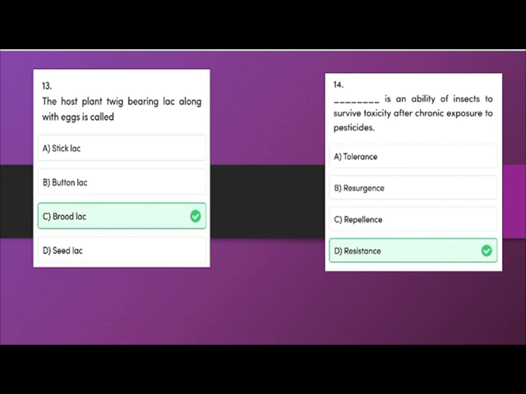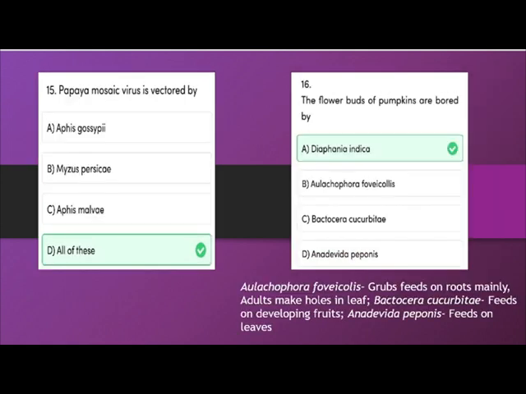The host plant twig bearing lac along with the eggs is called, and the answer is brood lac. Now the 14th question. Dash is an ability of insects to survive toxicity after chronic exposure to pesticide, and the answer is resistance. Now the 15th question. Papaya mosaic virus is transmitted by, and the answer is all of these, because Aphis gossypii, Myzus persicae and Aphis malvae are all vectors of papaya mosaic virus.